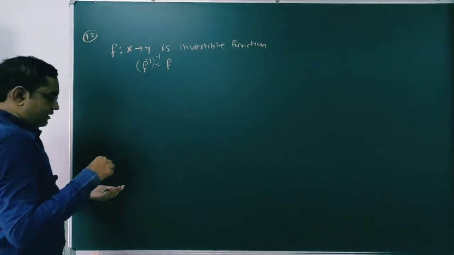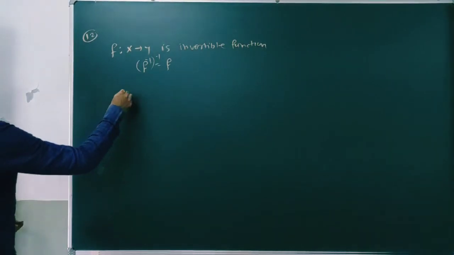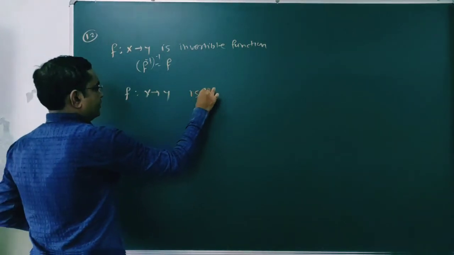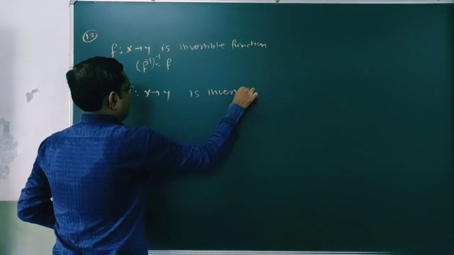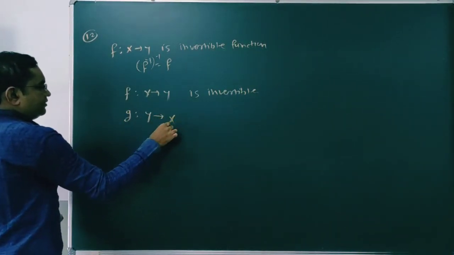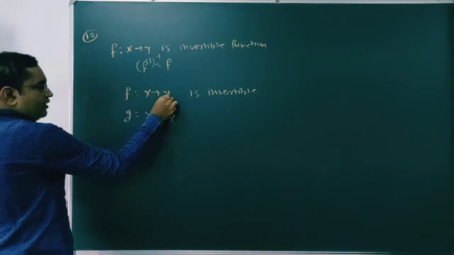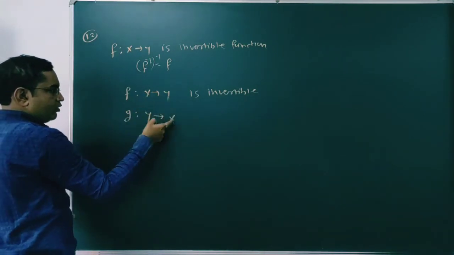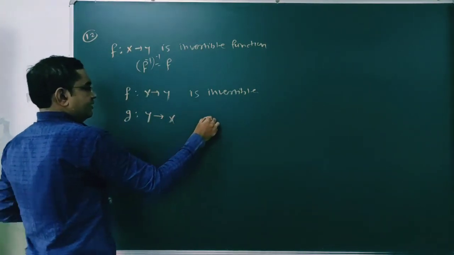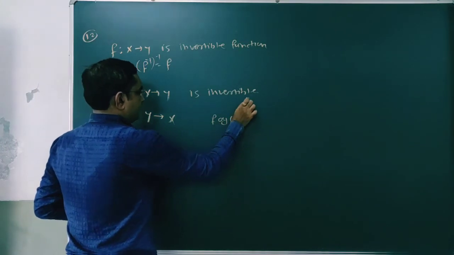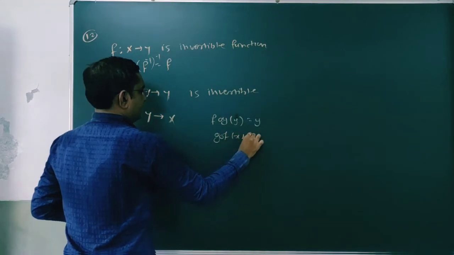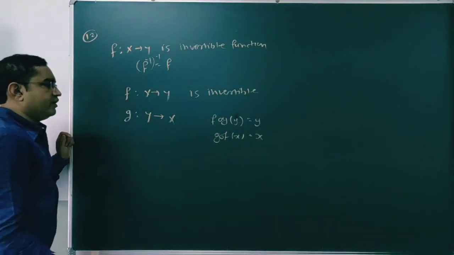We did this in the last question, so see how we do it. Here function f from x to y is given. This function is an invertible function, it is already given. So let's say one function g from y to x, the domain is x and the codomain is y, so we assume function g from codomain to domain. So function g from y to x is such that, as it is invertible, f of g of y equal to y and g of f of x equal to x.